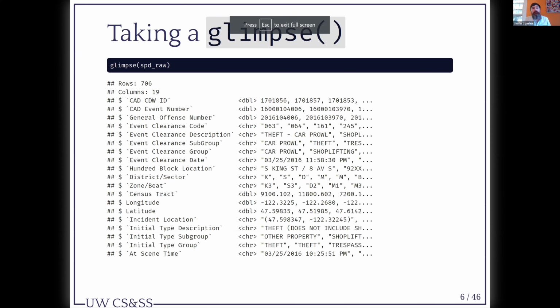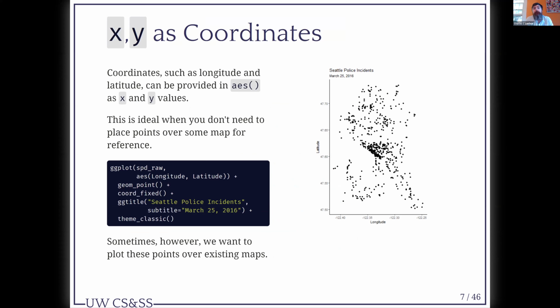Okay, moving on. Coordinates like longitude and latitude can just be provided in the aes for a ggplot like any other x and y values. They're locations on a Cartesian plane. Coordinates work like any other coordinates, right? This is ideal when you don't need to place points over some map for reference. I could take the SPD raw data that I just loaded up and say x is longitude, y is latitude, do a geom_point.